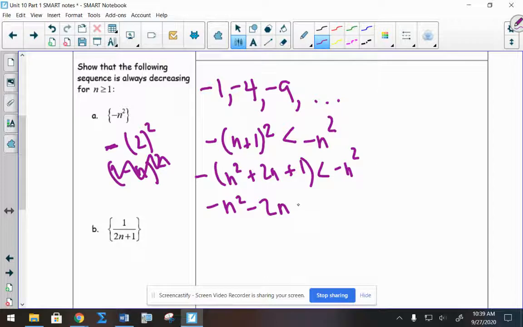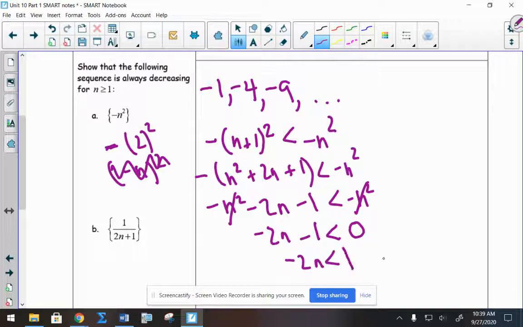Okay, so then these guys cancel each other. So we're left with negative 2n minus 1 is less than 0. Negative 2n, and then I'm going to go over here. So n would be greater than negative 1/2, which is true for n greater than or equal to 1, because we said that from the beginning. So we are good. We have shown it. We have completed what it asked me to do.